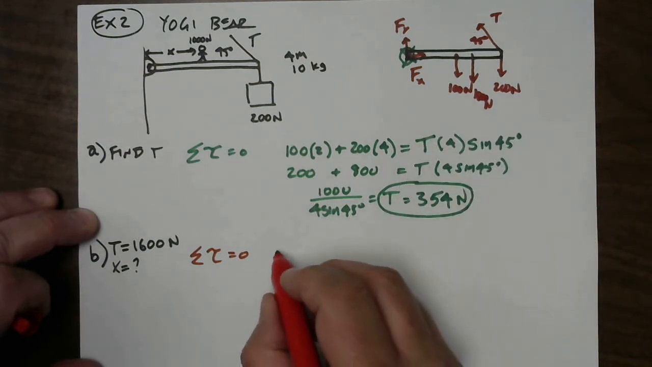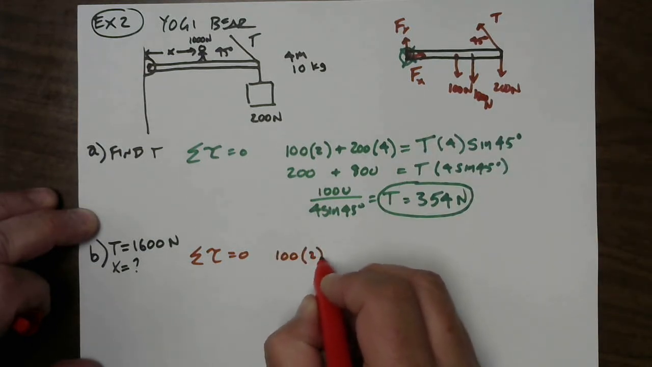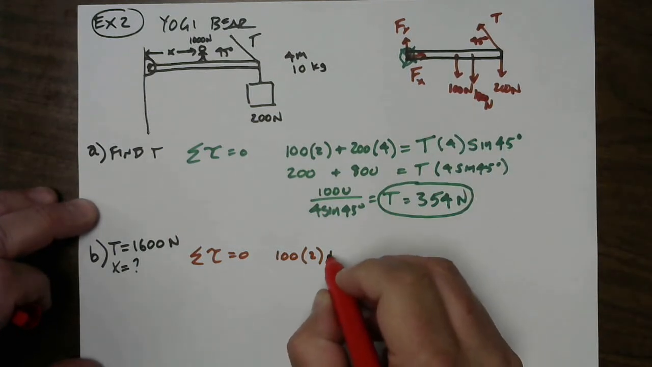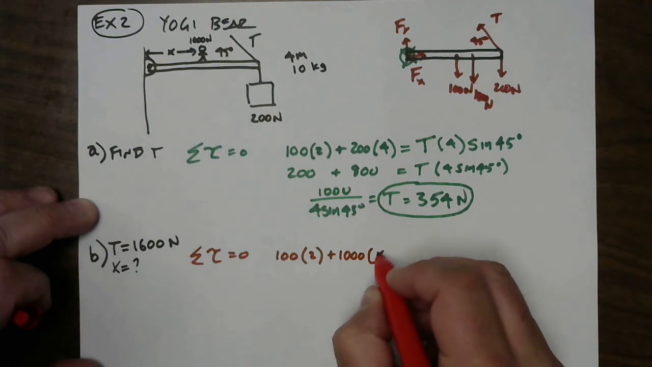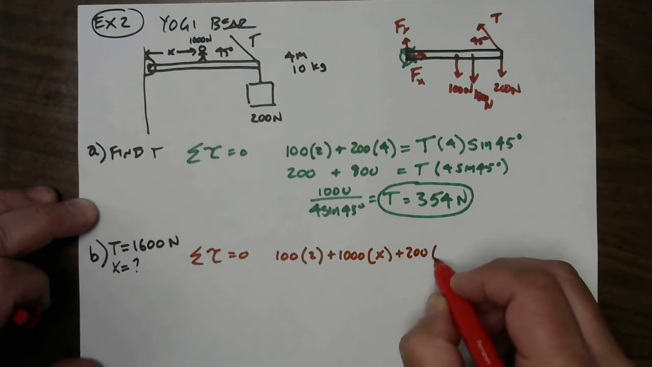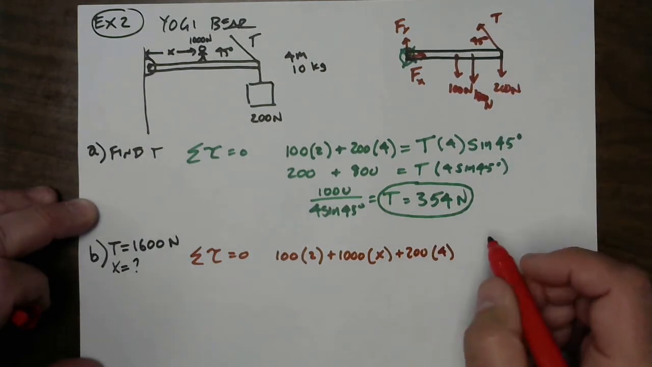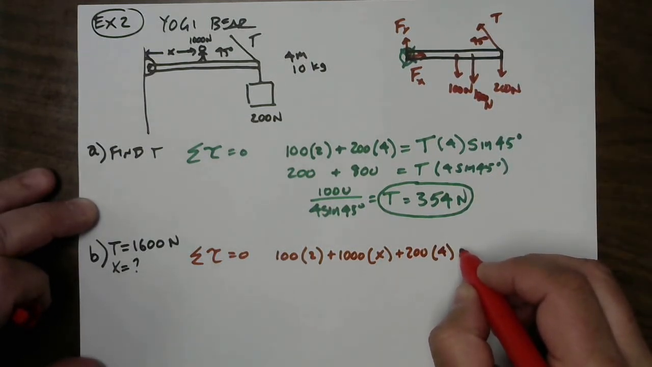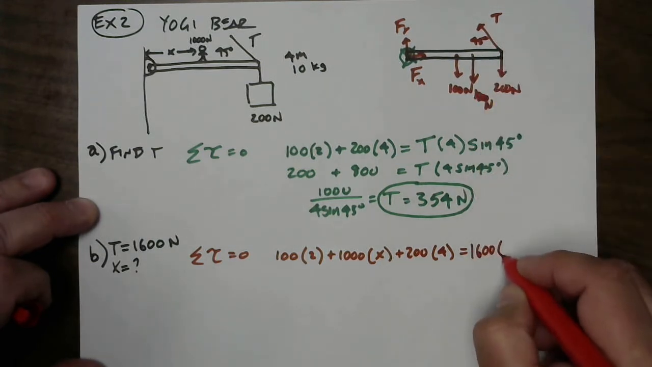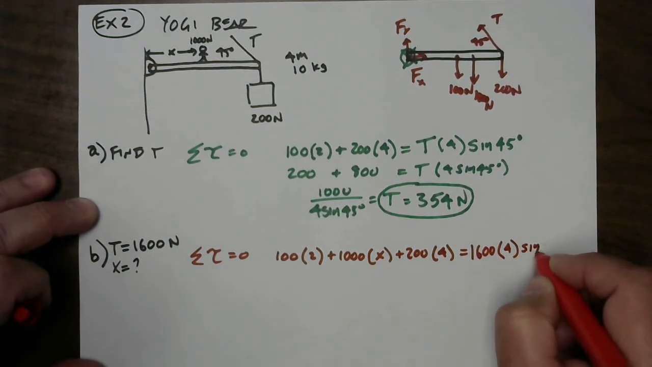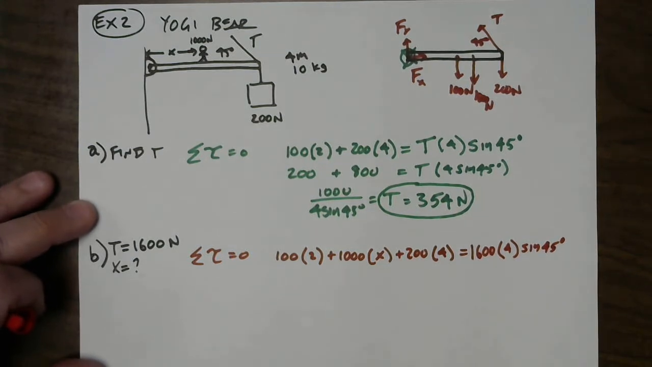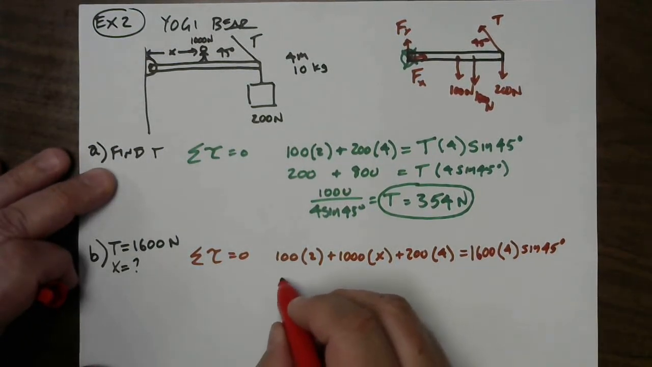So let's do it. We still have 100 at a distance of 2, that's the torque effect of the weight of the bar. We now have 1,000 at a distance X, that's Yogi's weight. And we have 200 times 4, that's the weight of the picnic basket. And over here, we have the tension, which is 1,600 times 4 times the sine of 45. So once again, this is a really nice equation because we have only one unknown. We should be able to get to an answer pretty quickly. Let me dash it out.